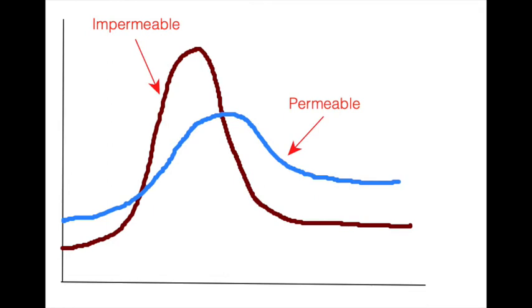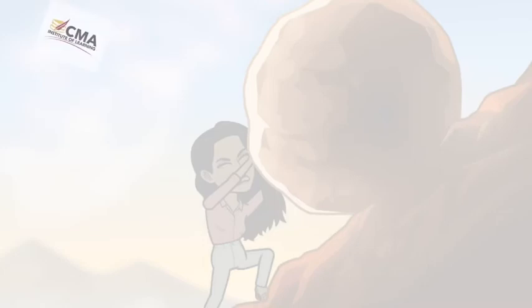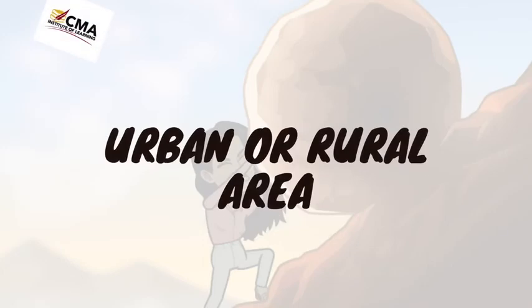Permeable surfaces allow for infiltration, which by extension creates a longer lag time with a less steep rising and a less steep falling limb. Number 4, whether it's an urban or rural area.